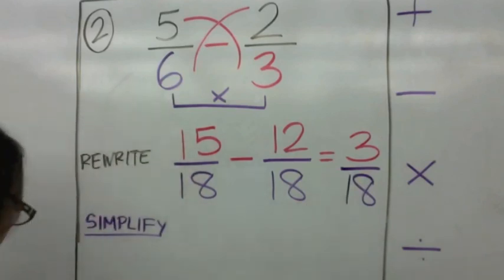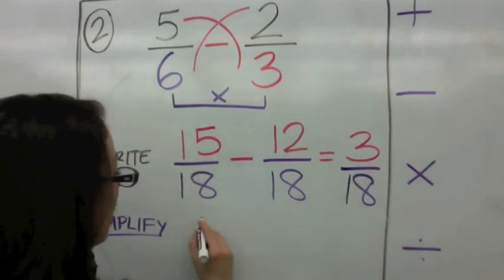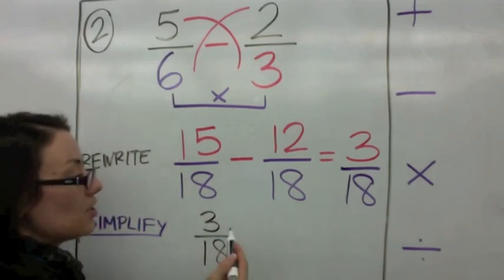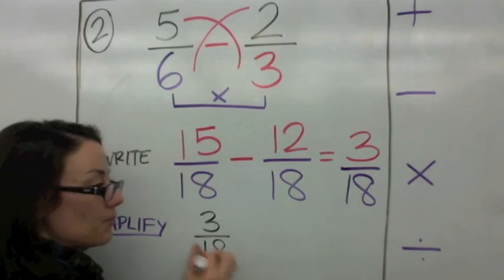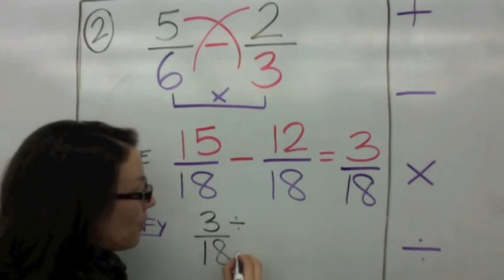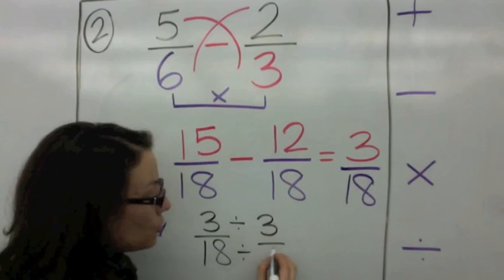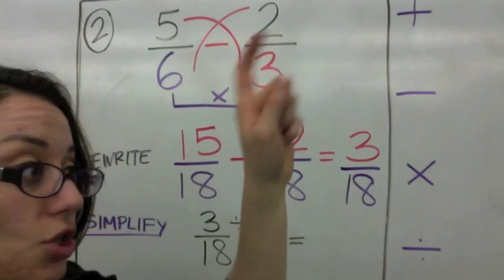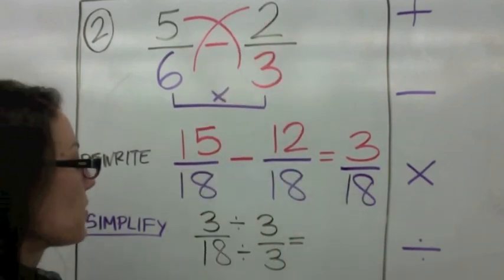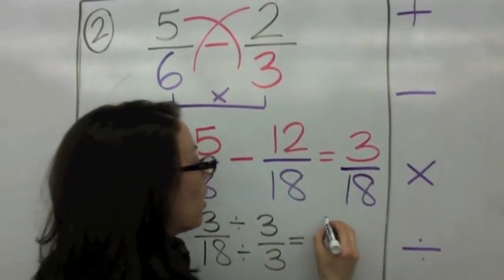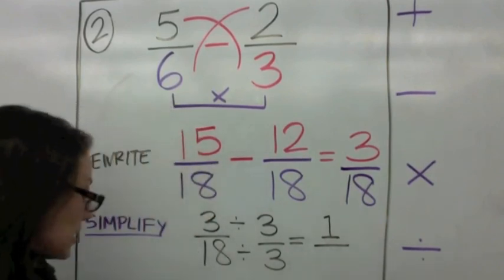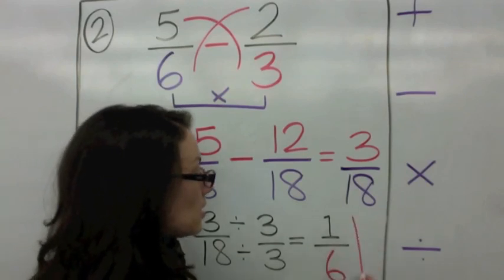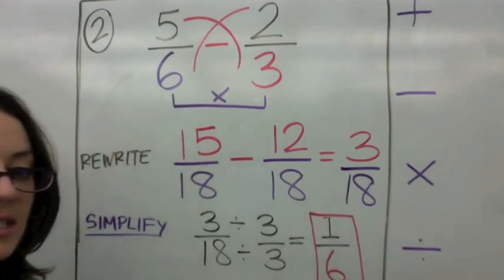Very good. Now when it comes to simplifying, you're going to rewrite this fraction as 3 over 18. What could you divide the top and bottom number by to simplify the fraction? Are they both divisible by 3? Could you divide by 3 over 3? Yes, if you look on your multiplication chart, 3 is over 18 in row 3. So 3 divided by 3 is 1. And what about 18 divided by 3? 18 divided by 3 is 6. So this simplifies to 1/6.